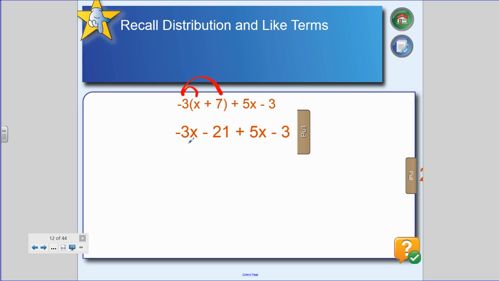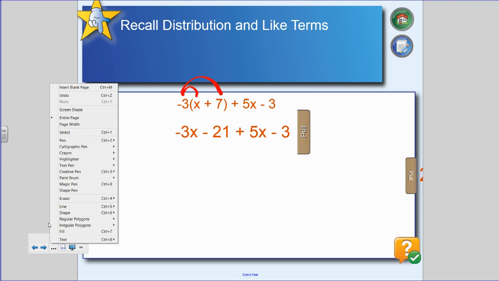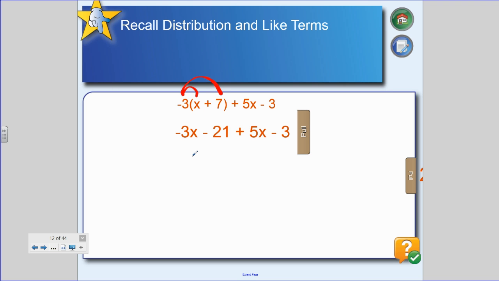-3 times x is -3x, and -3 times 7 is -21. So I could add -21, but that's the same thing as subtraction. So my first step is done. But am I done yet? And hopefully you remember enough from last unit, and I was a good enough teacher, that you're like, no, we're not done yet. Now we have to find the like terms that match, and I can add them together.